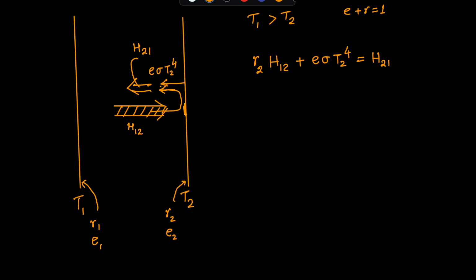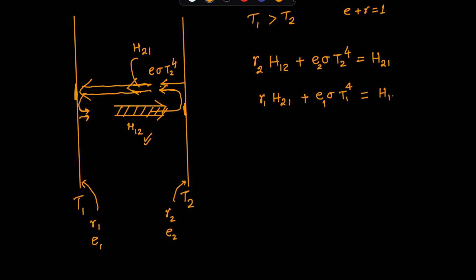The same story is repeated on this surface. So this H21 will strike from the other side. A part will be reflected and that will be R1 times H21. And with this, there will be some heat emitted per unit time, per unit area, and that is E1 sigma T1^4, and these two together form H12.